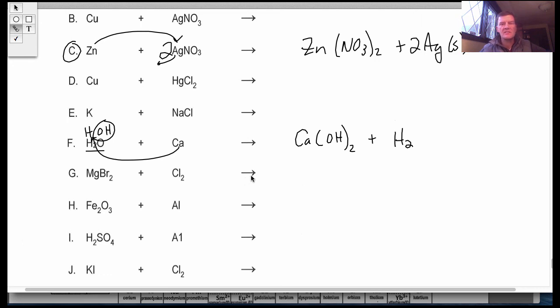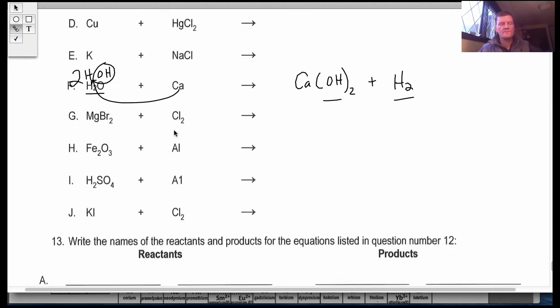Now I need to balance this. To balance this, I'm going to have to put a 2 in front of my water so that I get 2 hydrogens, like on the product side, and 2 hydroxides, like I have on the product side. Okay? All right, let's do one more.